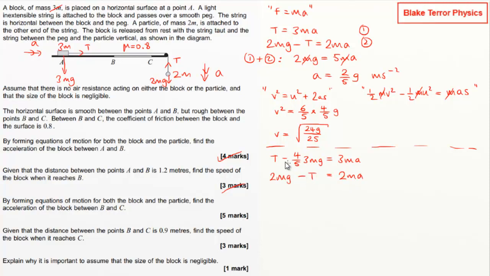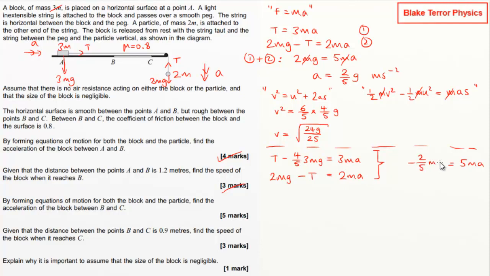So again, we're adding these together in the same way as we did before. Add these together, which means we're going to get the 5ma again on the right hand side. The T's are going to cancel, but this time we've got 2mg minus 12 over 5 mg, so that is going to be minus 2 over 5 mg.